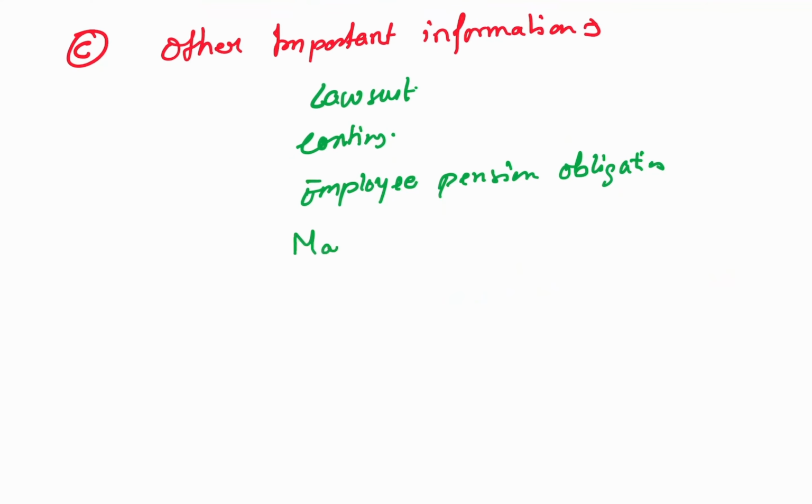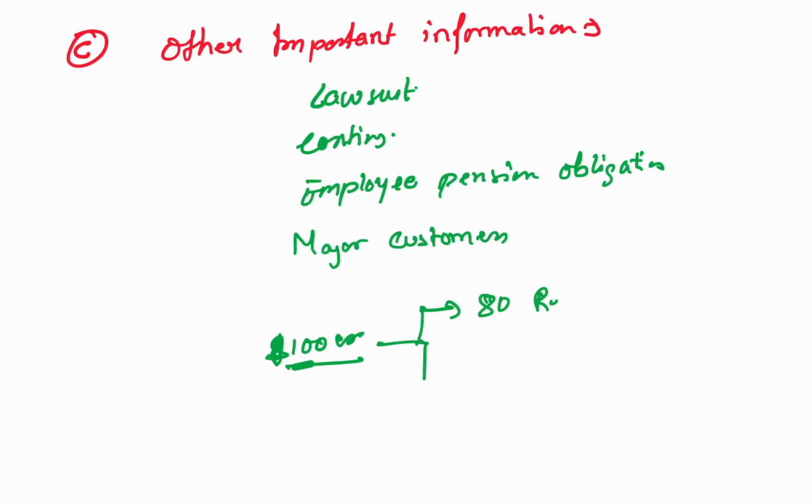Any major customers? Or any related party transactions? Because suppose you have made sales of say 100 crores. Now out of that 100 crores, say 80 crores is to your related party and 20 crores is to a single customer.